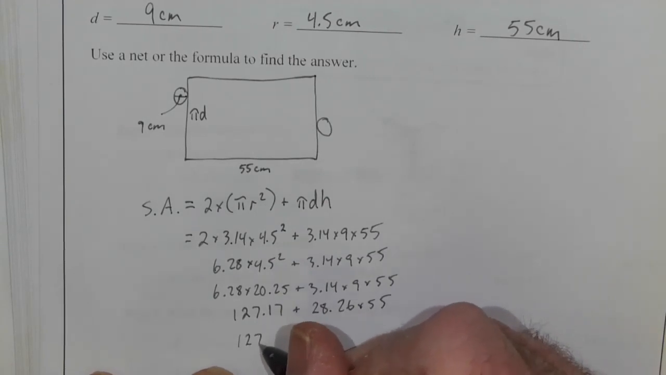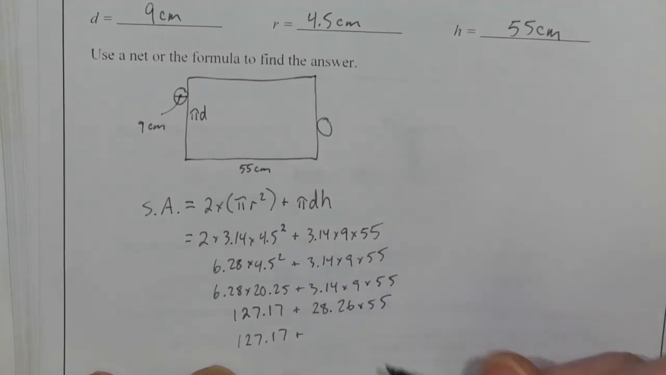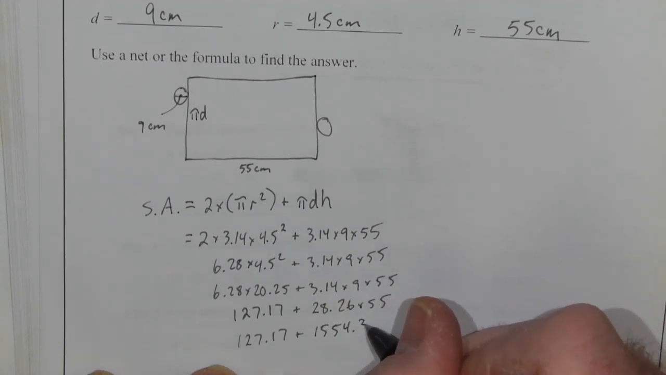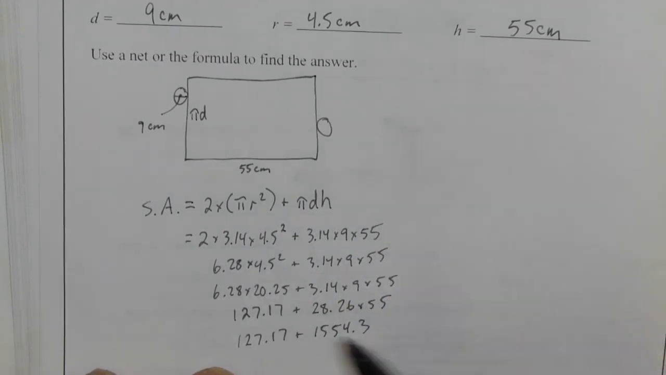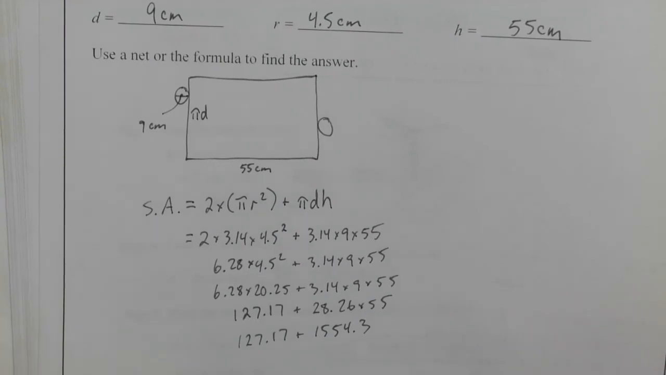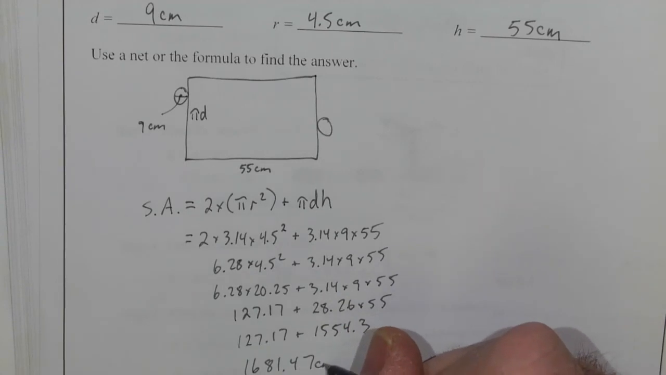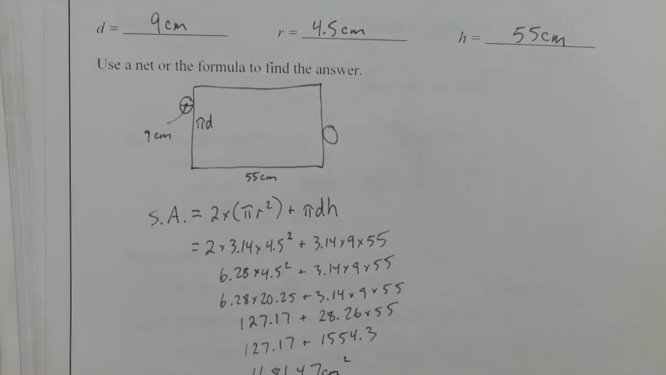So 127.17 plus, do this multiplication, 1554.3. Now you can add those together for a total of 1681.47 centimeters squared.